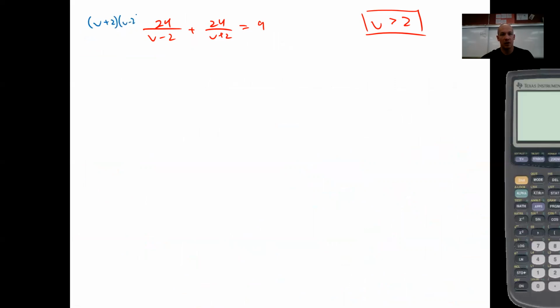All right, so we're going to go ahead and continue solving this. Remember, our equation was 24 over V minus 2 plus 24 over V plus 2 equals 9, and just somewhere off on the side, keep in mind that's our domain restriction: velocity is bigger than 2. The way we solve this is we've got to get those V's out of the denominator. So we're going to multiply both sides by this.